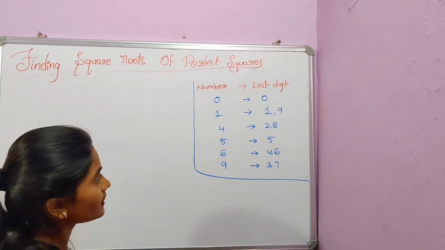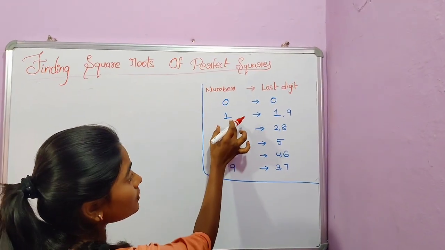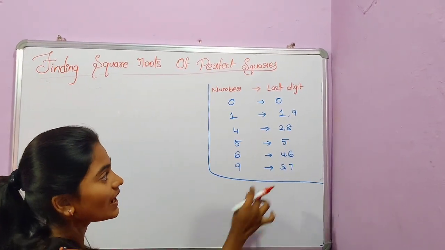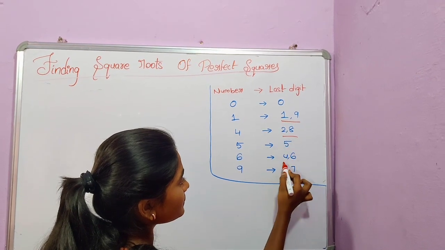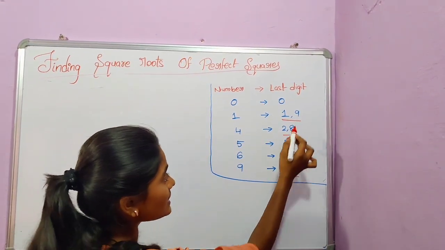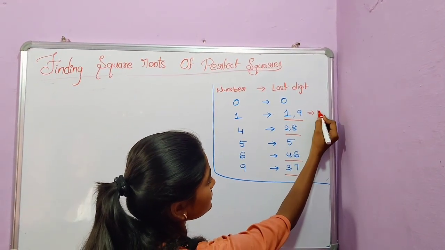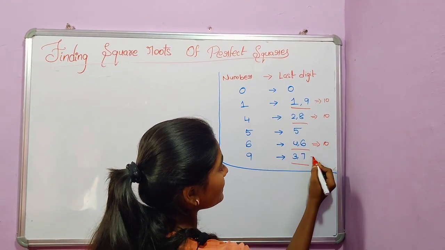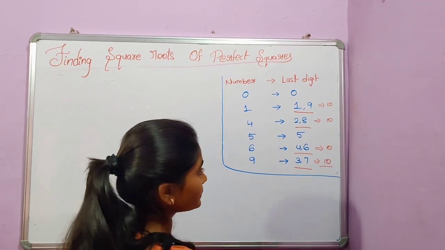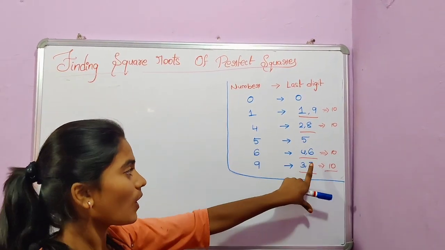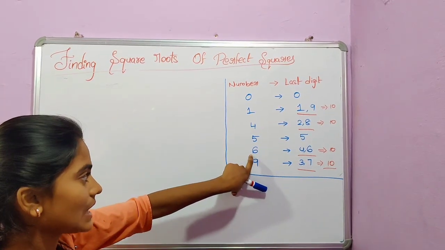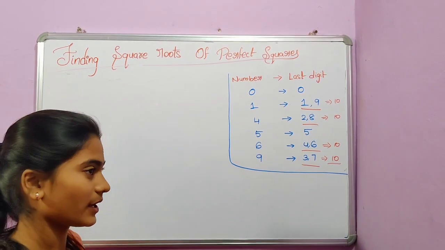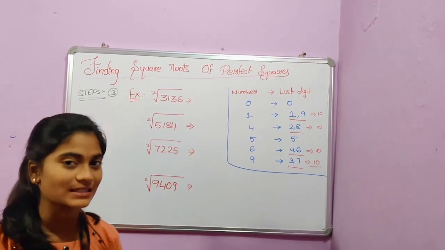If you observe here carefully, to get 1, 4, 6 and 9 as last digits, we have 2 possibilities, right? If you observe carefully, the sum of these two numbers is 10. Here 10, 4 plus 6 is 10, and 3 plus 7 is 10. That means if we know one of these numbers, if you know 6 as the last digit at 4, we can automatically tell the other number, that is 6.